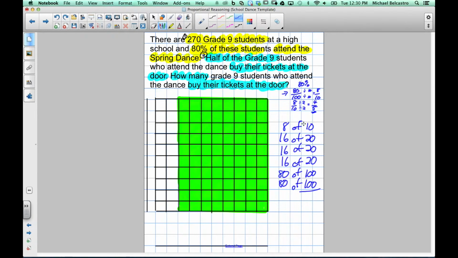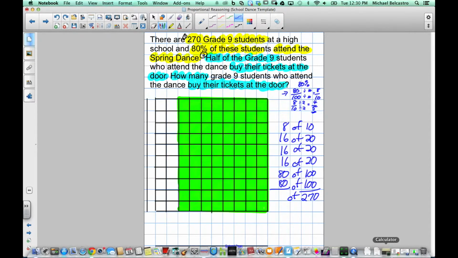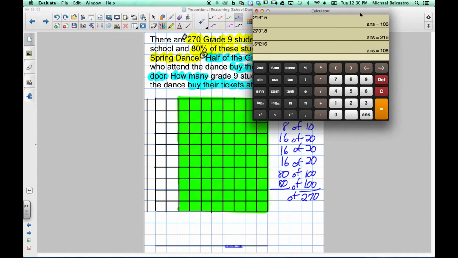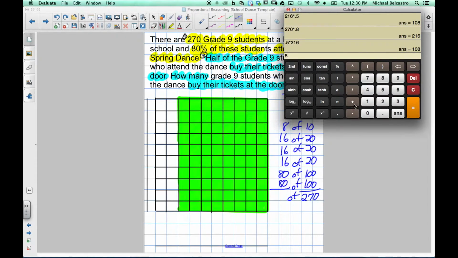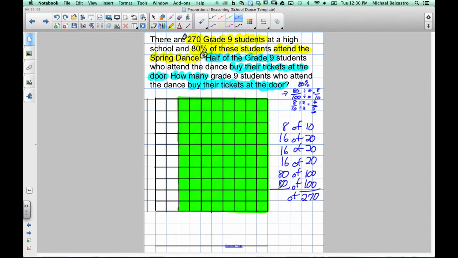So of our 270, if you take a calculator and add 10 plus 20, it's 30, plus 20 is 50, 70, 170, 270. You can use a calculator to double check that. Okay, there's 270. Of the 270, we now add up all of these fractions that we have. Okay, and if we add them all up, I guess I'll take a calculator out to help us a bit here. We have our 8 plus 16 plus 16 plus 16 plus 80 plus 80 should give us 216. Perfect. So what that means is 216 students attended the dance.